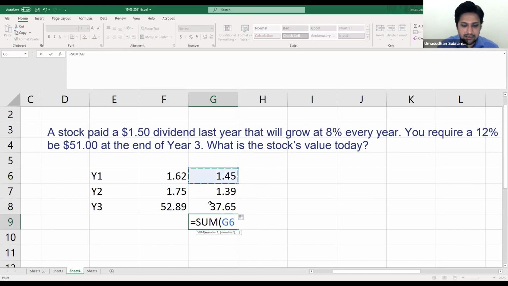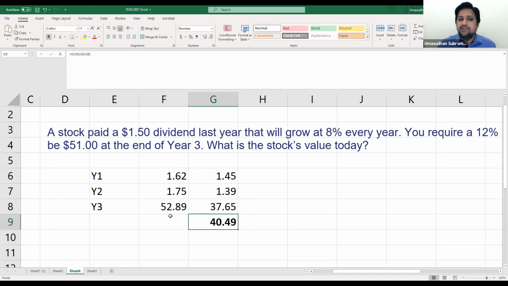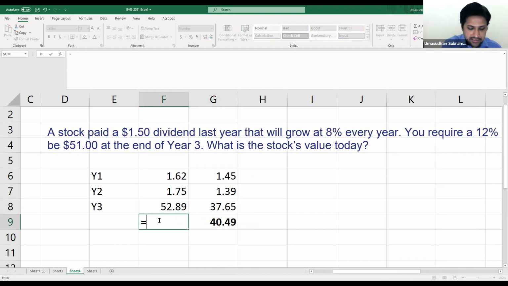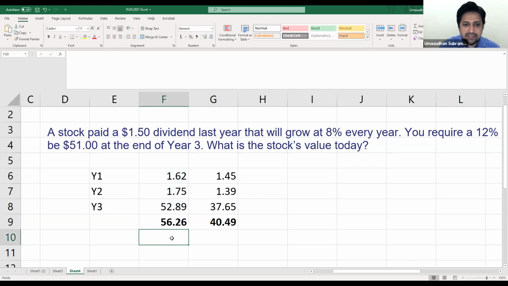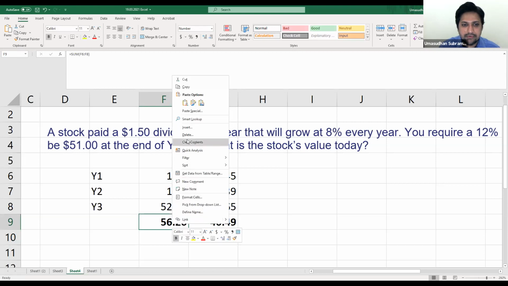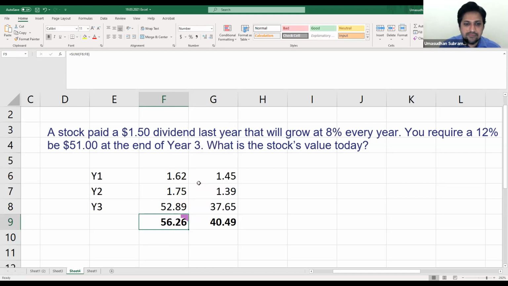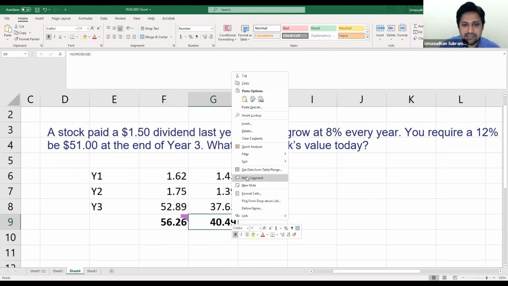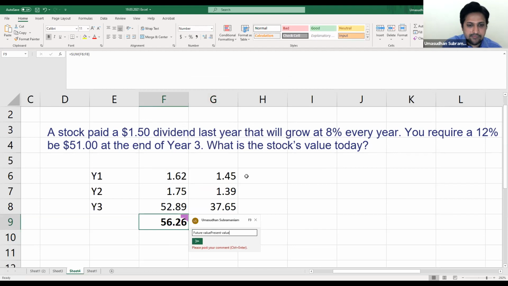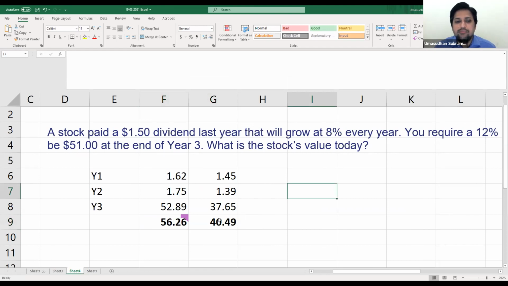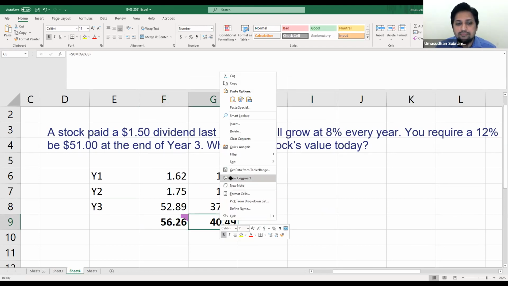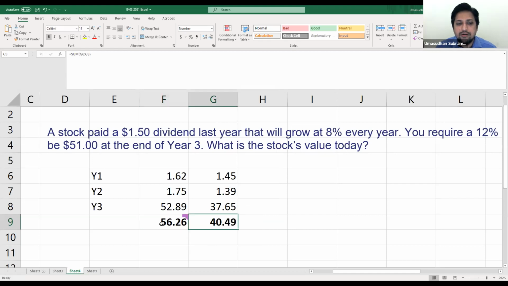Sum: 40.49. This is the present value of 56.26, isn't it? If you add this sum, this is the future value, and this is your present value. Or we can call it intrinsic value, isn't it? This is the intrinsic value of the stock. So now, how would you make a decision? Would you buy this stock or not?